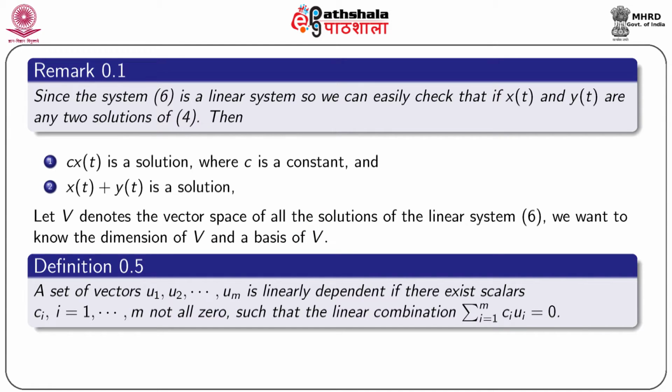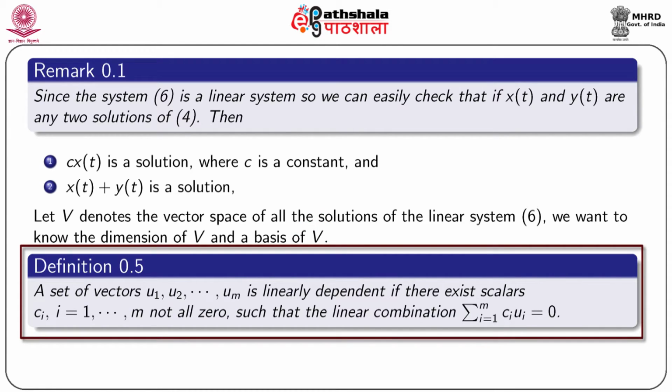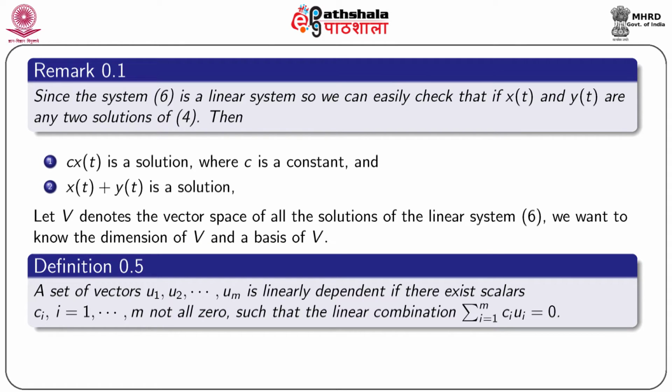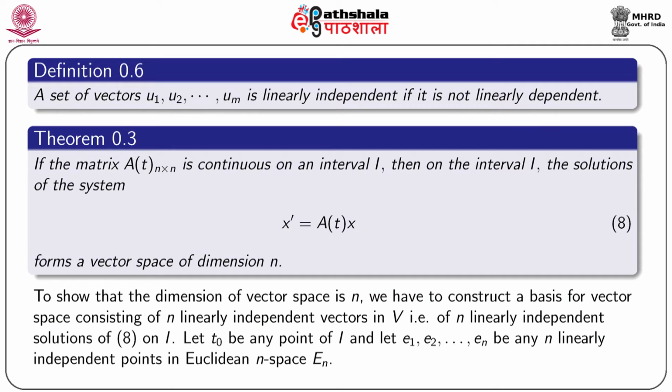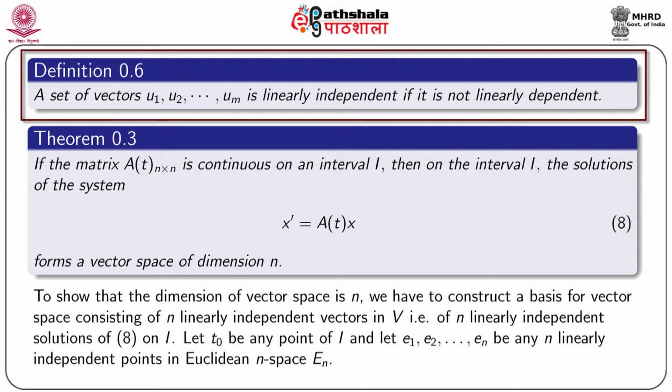Next, we define linear dependence of vectors. A set of vectors u1, u2, ..., um is linearly dependent if there exist scalars ci, i is equal to 1, 2, ..., m, not all zeros, such that the linear combination summation i equal to 1 to m of ci ui is equal to 0. A set of vectors u1, u2, ..., um is linearly independent if it is not linearly dependent.